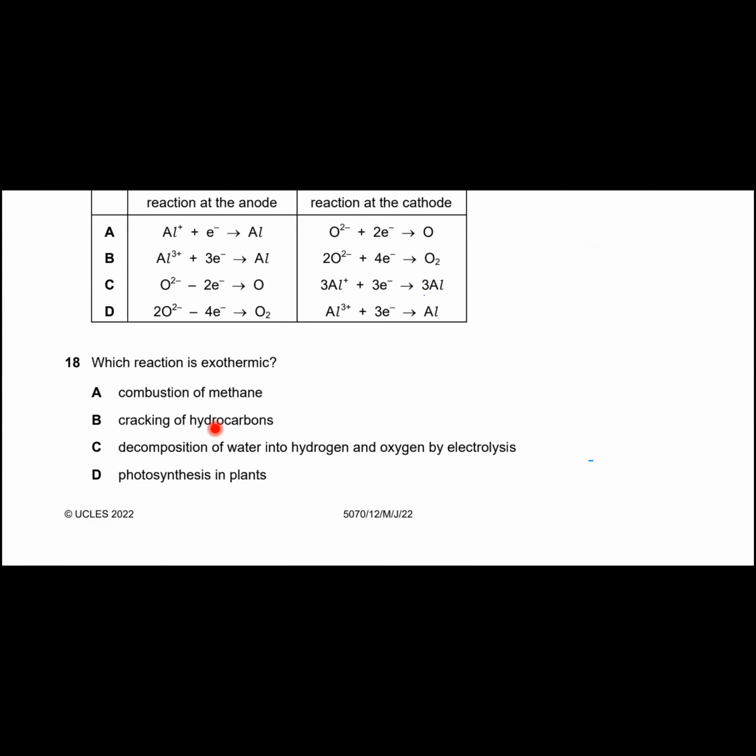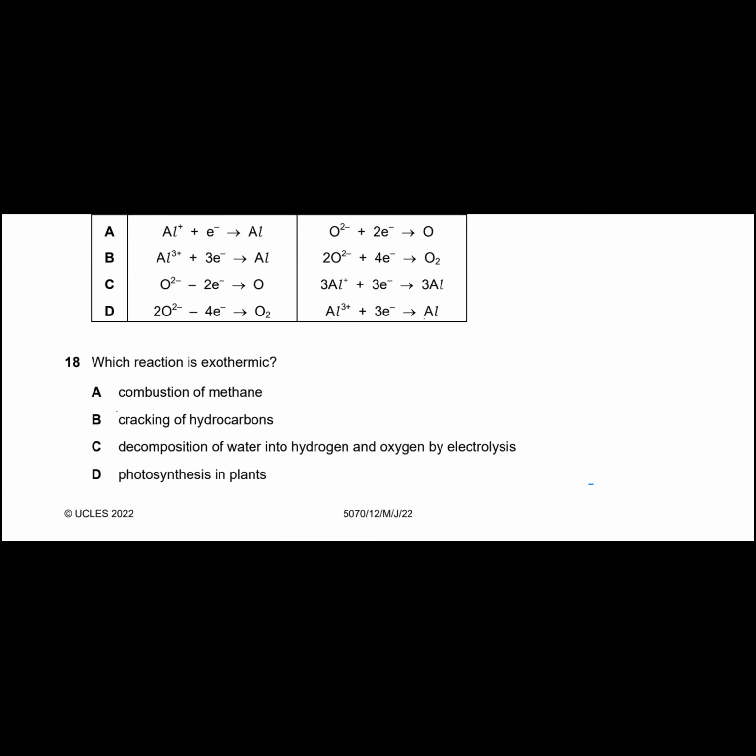Combustion of methane, cracking of hydrocarbons, decomposition of water, photosynthesis in plants. Of course, cracking of hydrocarbons, or which are? Combustion. A. Combustion is always exothermic, right? Combustion means burning, no? So it's easy. Photosynthesis is always endothermic. And then thermal decomposition. Of course, thermal decomposition means you break down using heat. Using heat to break down means, of course, it is also, this is electrolysis, but actually it's endothermic.